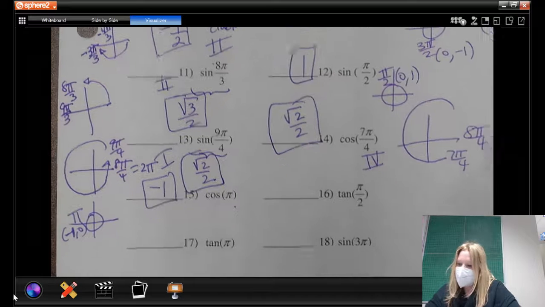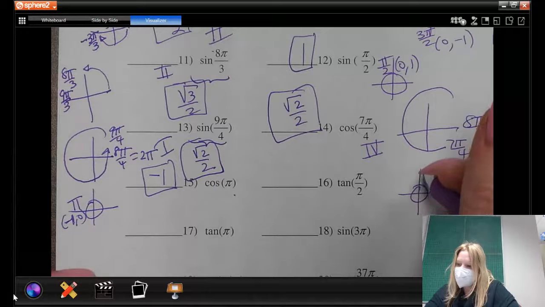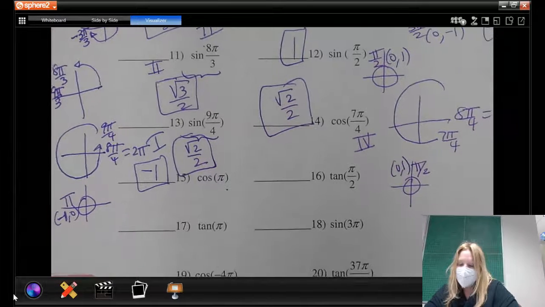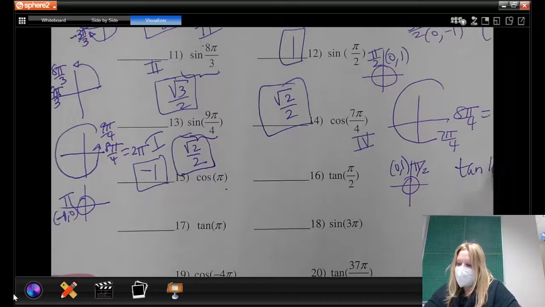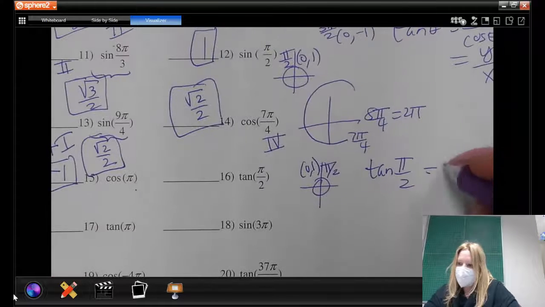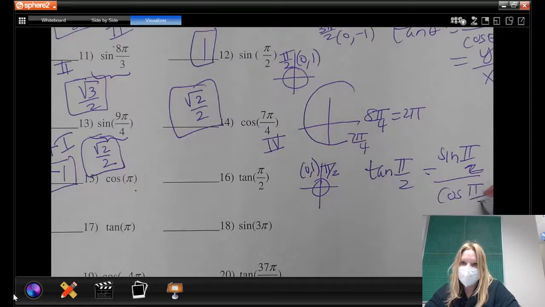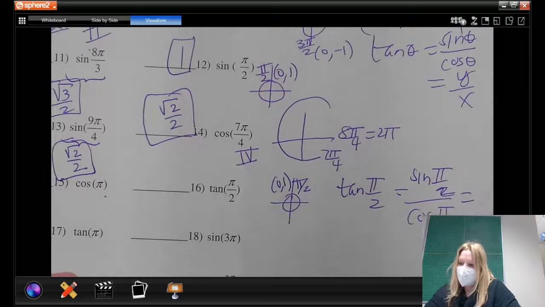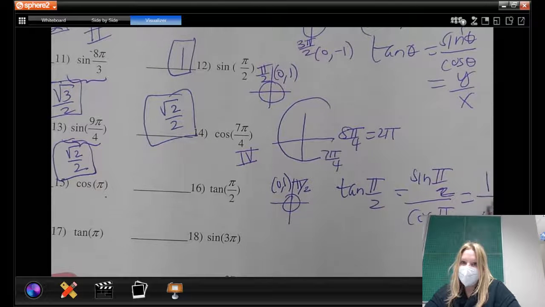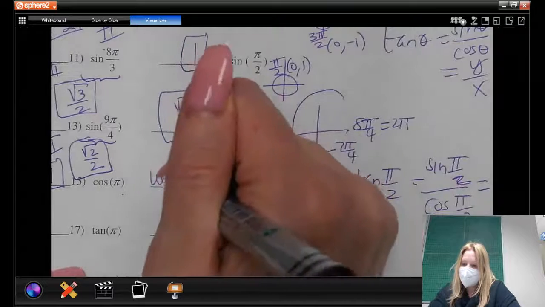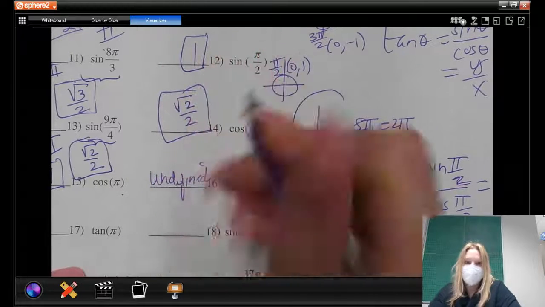Tan of pi over 2, okay, pi over 2 is here at 0, 1. Tan of pi over 2 is sine of pi over 2 over cos of pi over 2, which is the y-coordinate over the x-coordinate. 1 over 0 is undefined.